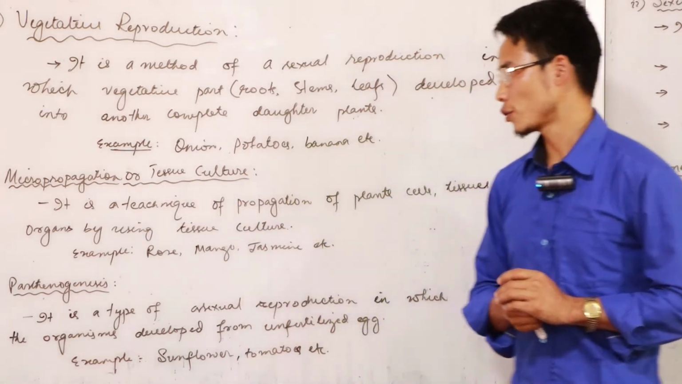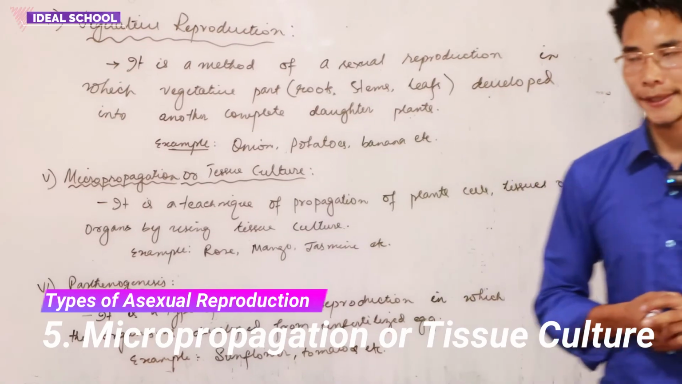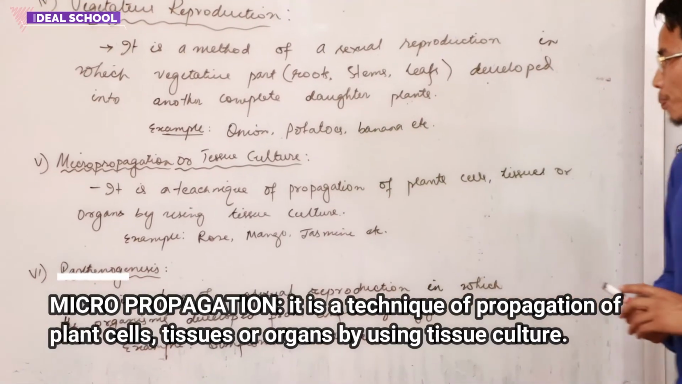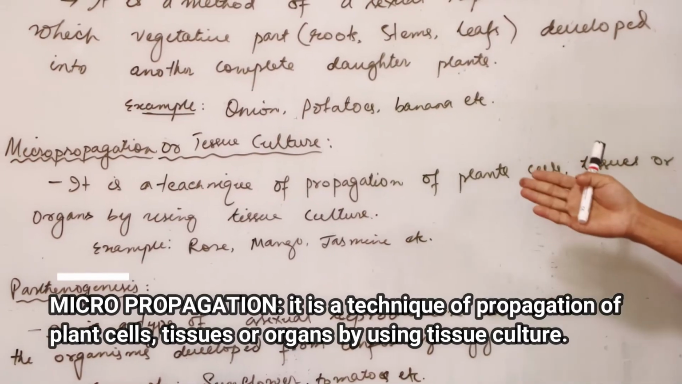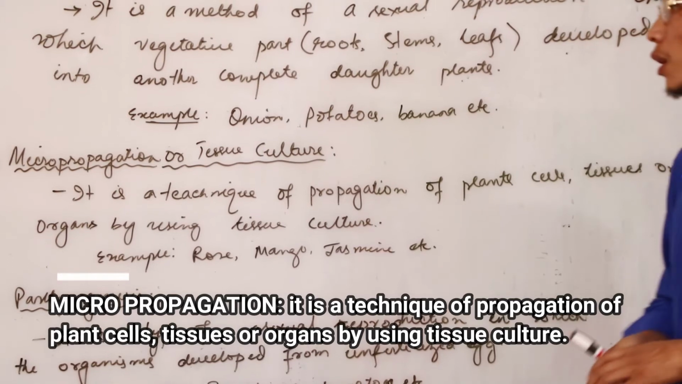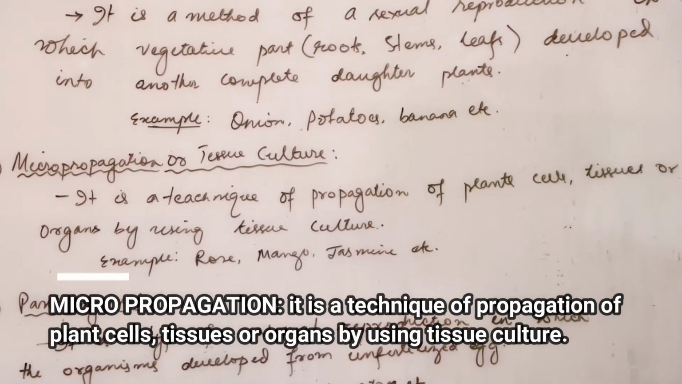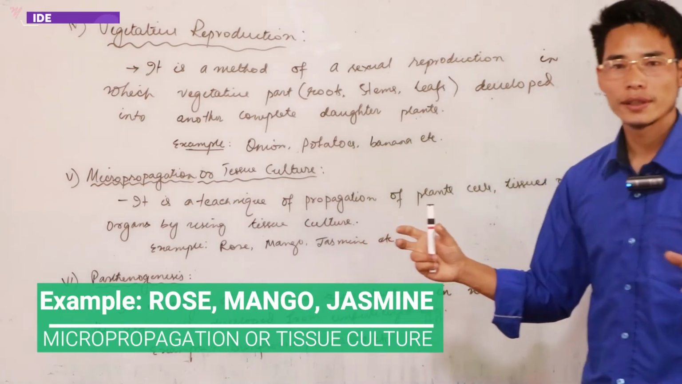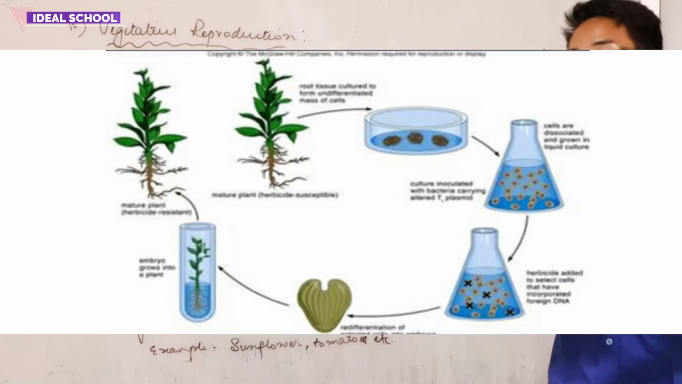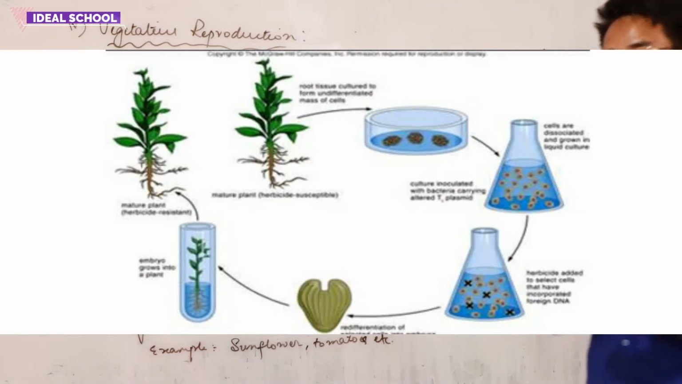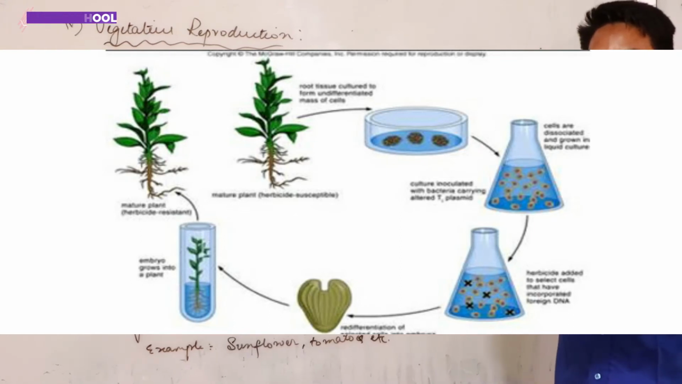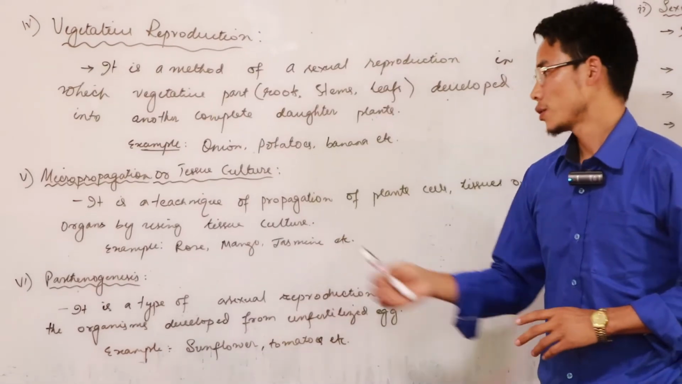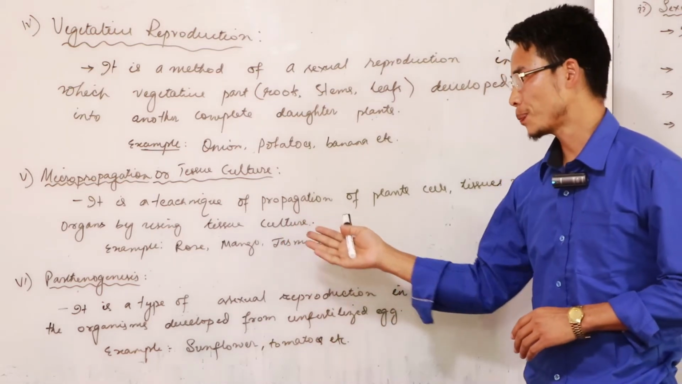The next type of asexual reproduction is micropropagation or tissue culture. Micropropagation or tissue culture is a technique of propagating plant cells, tissues or organs. Plants like rose, mango and jasmine can be developed into new plants by cutting the stem and planting it, or by joining different plants into one, to produce new plants. Under micropropagation or tissue culture, different techniques are used.